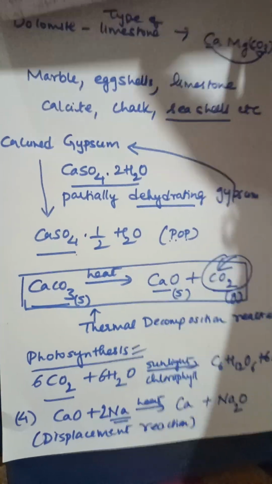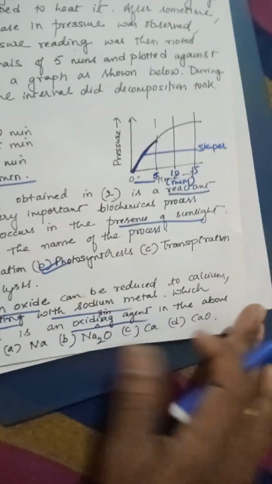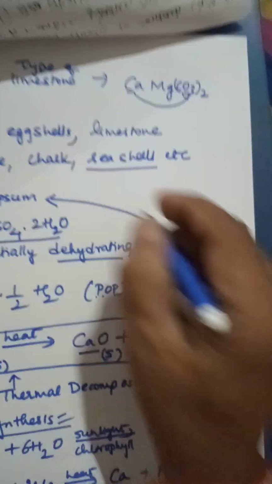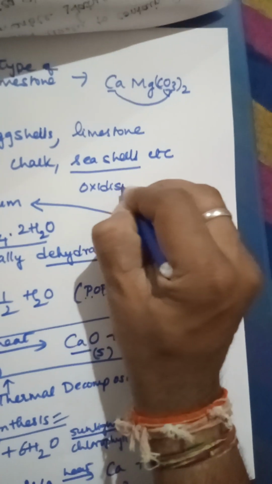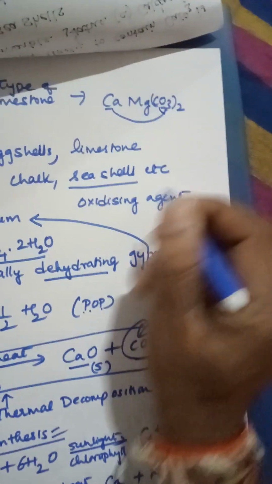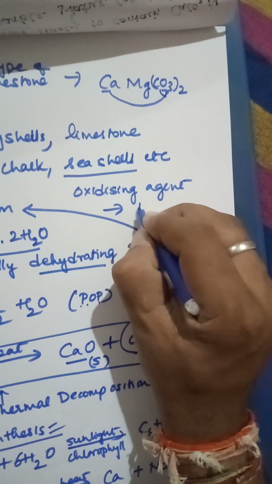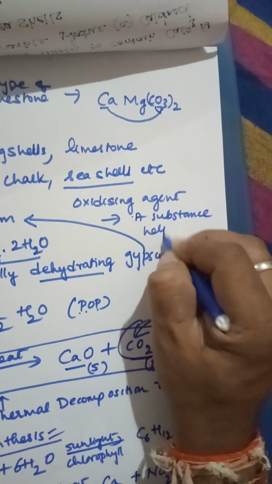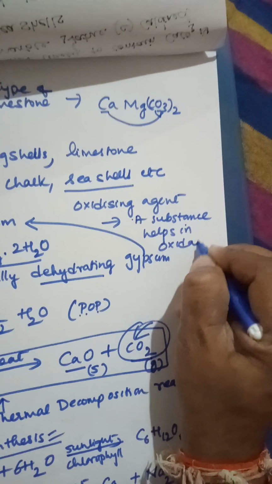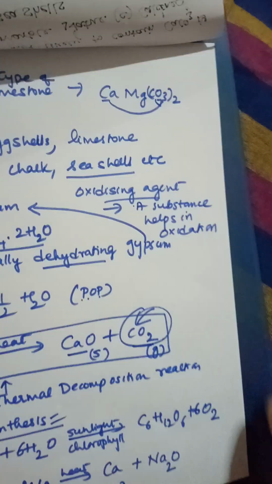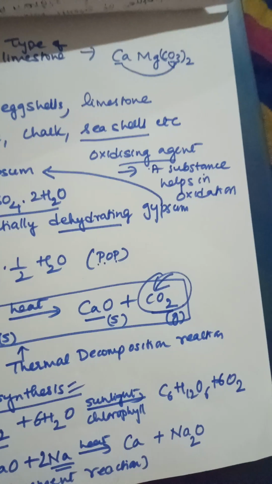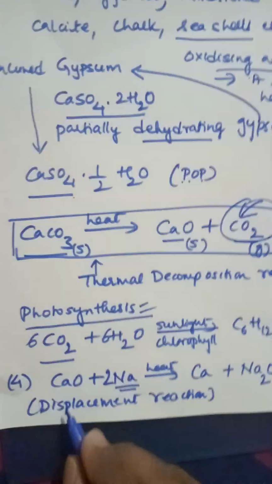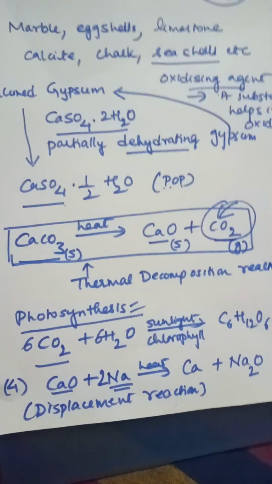Coming back to the question, they're interested in knowing the oxidizing agent. At the level of 10th standard, an oxidizing agent can be defined as a substance that helps in oxidation. How does it help? By providing oxygen. By providing oxygen, the substance acts as an oxidizing agent. Here, what is the oxidizing agent?